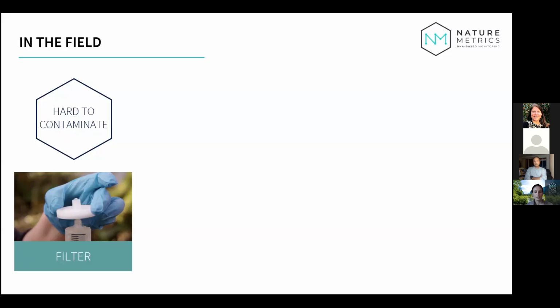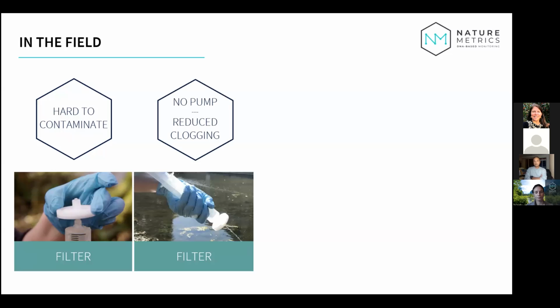So we've custom designed an eDNA filter, and the filter membrane itself is contained within this plastic disc housing. And that makes it very difficult to contaminate. That's one of the big risks with eDNA, because we're working with such tiny traces of DNA that they're very vulnerable to being overwhelmed by external sources of DNA. So that's very difficult to do with these enclosed filters. It makes it really robust against contamination.